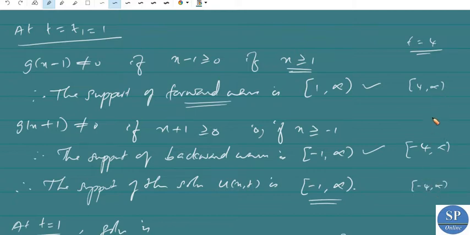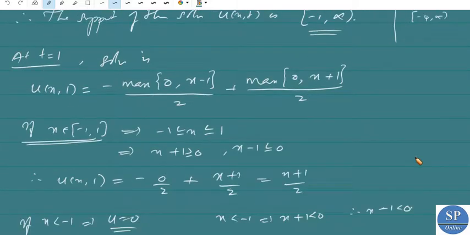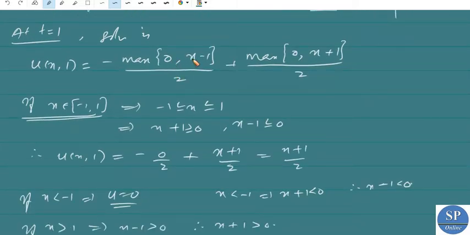This is the union of these two supports of the forward and backward waves. This is the case when t equal to 4, and the solution will be this: 0 comma x minus 4 and here is x plus 4, and we can split the interval as the support is nothing but minus 4 to infinity. So this interval will be the first interval, minus 4 to 4.